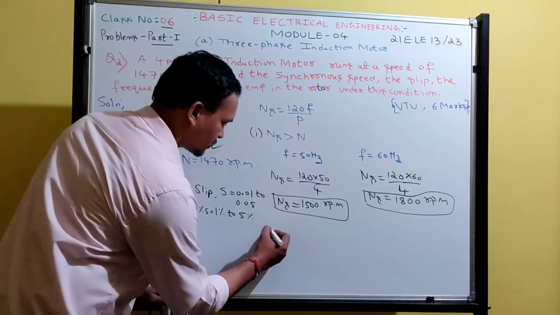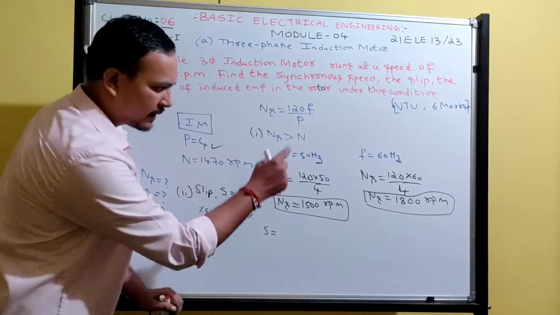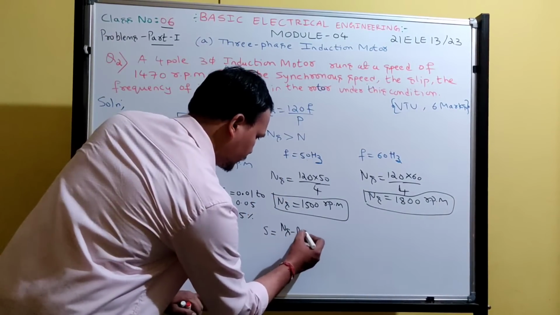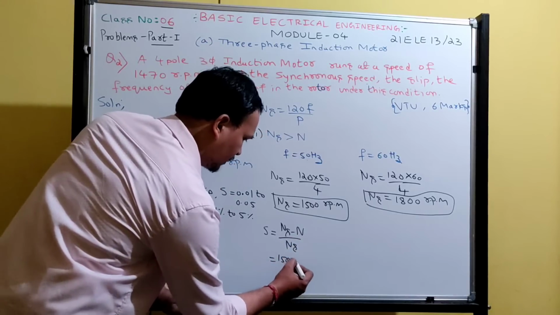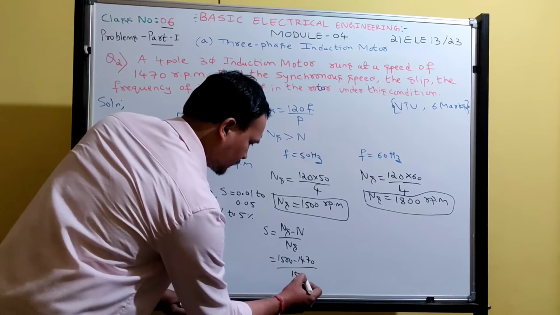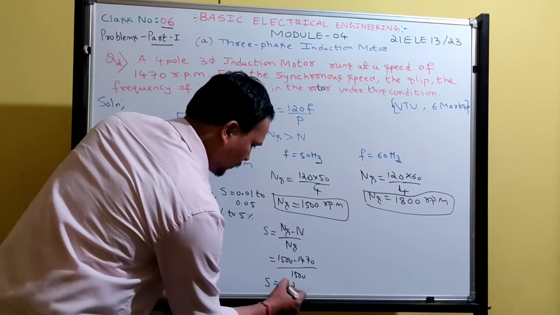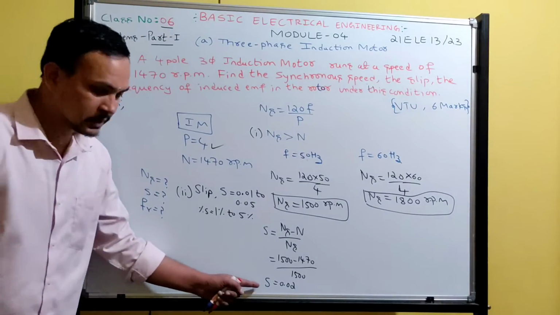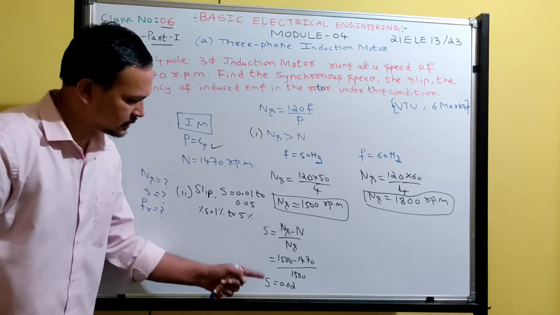Let's calculate slip. Calculate slip when Ns is 1500 and also when Ns is 1800. So, what is the slip formula? Ns minus N by Ns. So, Ns is 1500 minus N is 1470 divided by 1500. If you do this, you will get a slip value 0.02. So, we got slip 0.02. Is this slip within this range? 0.01 to 0.05. Yes, it is in this range.